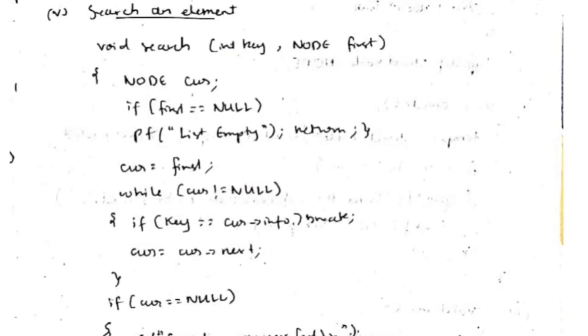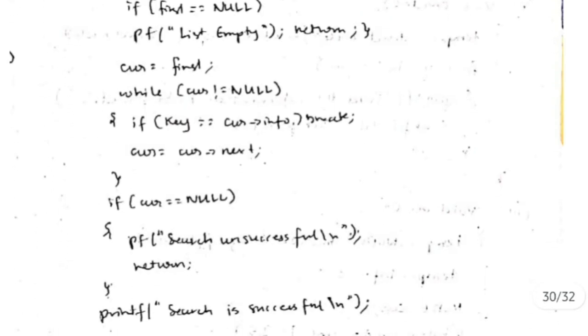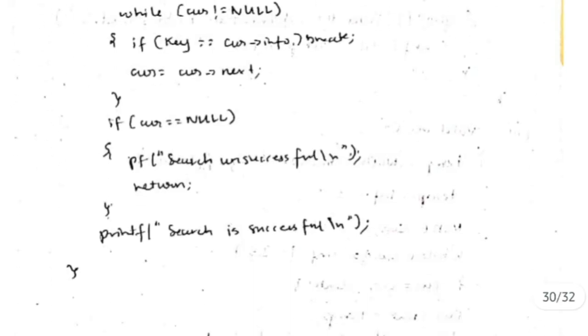Okay, searching the element is also the same. We will have the list, we will travel each node and compare the information part with the item. Okay, so item is int key, means whichever value they give will be compared with the information part of each node. If we get that, we will come out of this function and print that it's found, else if we don't get it, we will print search unsuccessful.